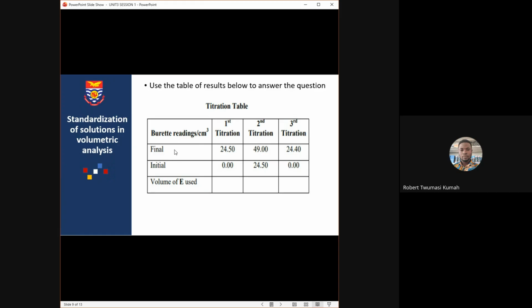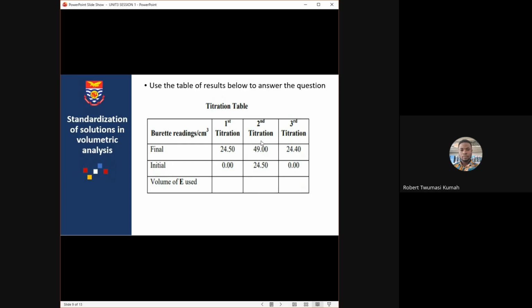Now, just after the burette reading, we should have final, because we subtract the smaller from the bigger. It's just like putting a negative here. So we cannot write initial before we write the final. If we write initial before final, it means we are getting negative values. And so we should always have final before initial, and volume of E used.